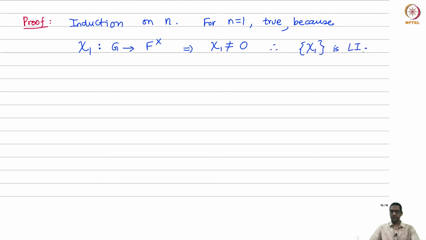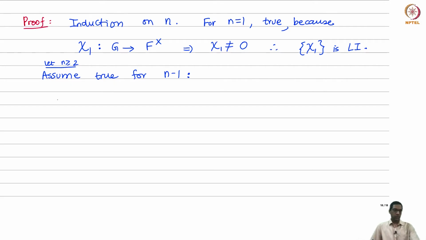Just put LI for linear independence. Okay, so now let's assume that this holds for n minus 1. Assume the induction hypothesis that this is true for n minus 1. So let's take n to be at least 2 for this. When I say assume true for n minus 1, I mean for any collection of n minus 1 characters. Any collection of n minus 1 characters is assumed to be linearly independent. And now we need to show that any collection of n characters is also linearly independent.